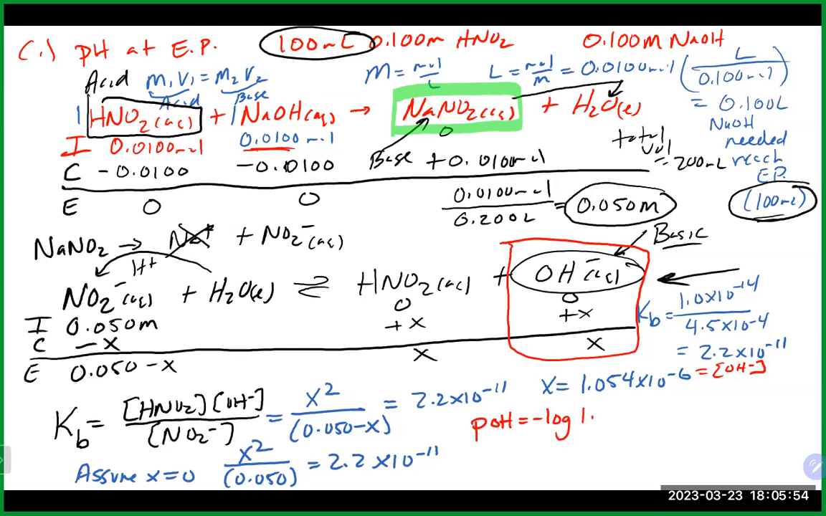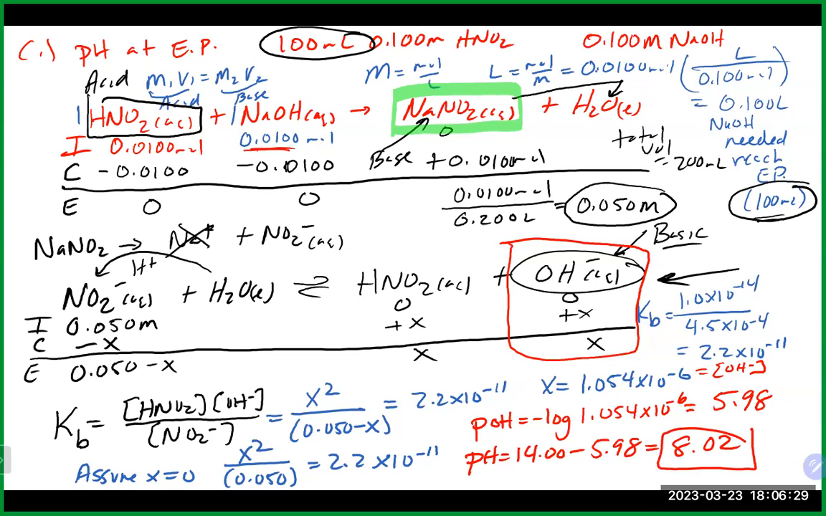Minus the log of 1.054 times 10 to the minus 6 is going to get us 5.98. Now, if for some reason you felt that was the pH, it should not make sense to you, since it would be an acidic pH. To get to the pH, though, we take 14 minus that number of 5.98, and that's going to give us an 8.02, which is a basic pH and does make sense.